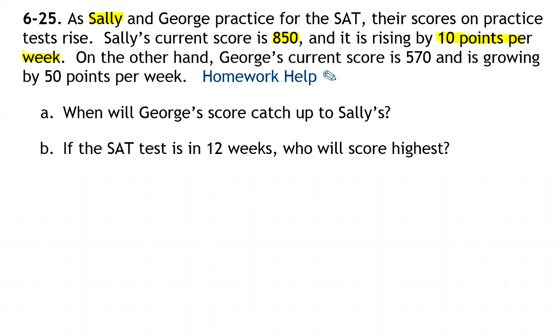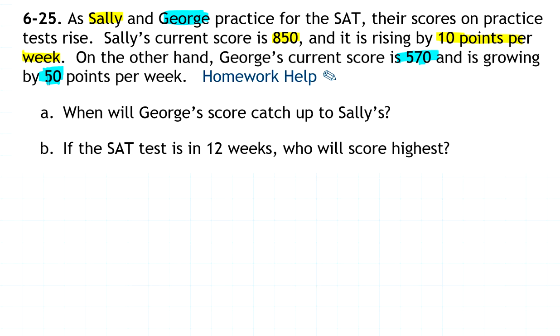On the other hand, our friend George has a current score of 570, and it's growing by 50 points per week. Oh, you've seen a lot of growth there. When will George's score catch up to Sally's? Well, I think every single week his score is catching up by 40 points, right? Because the difference between them is 40. So I guess it stands to reason that eventually he will catch up with her if these trends persist.